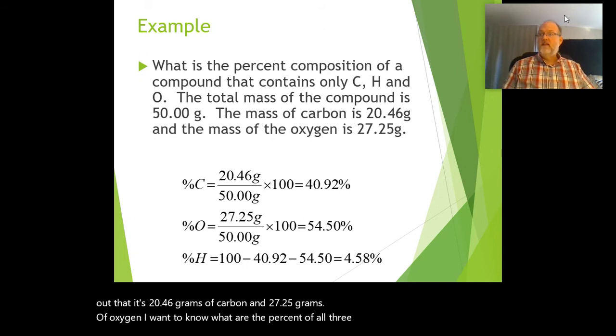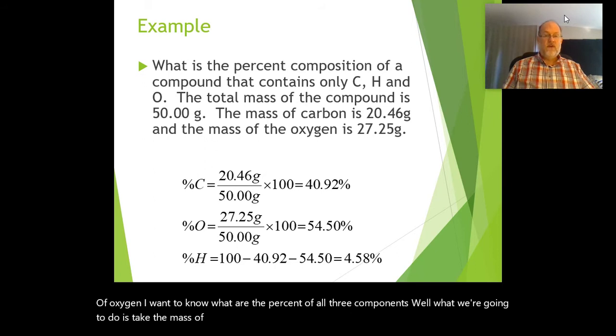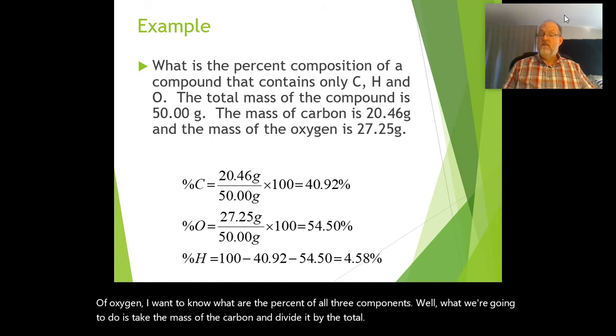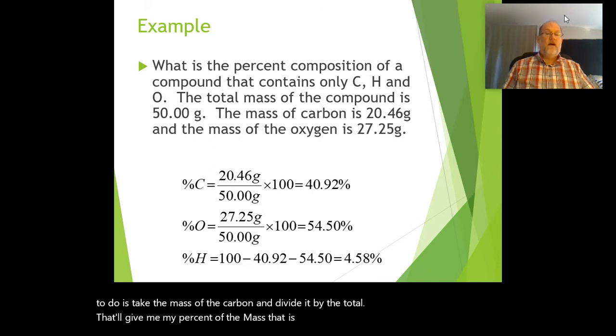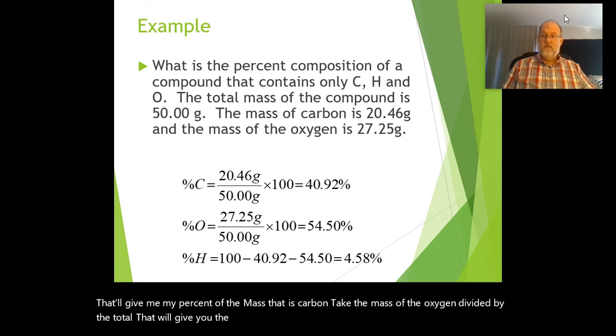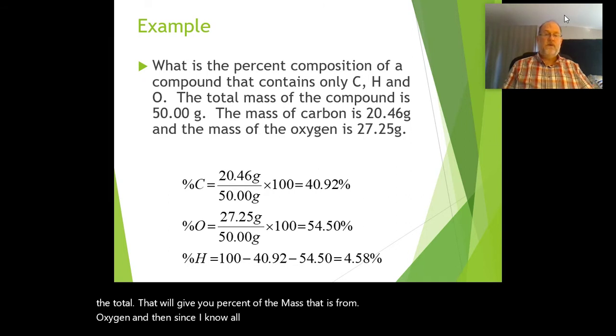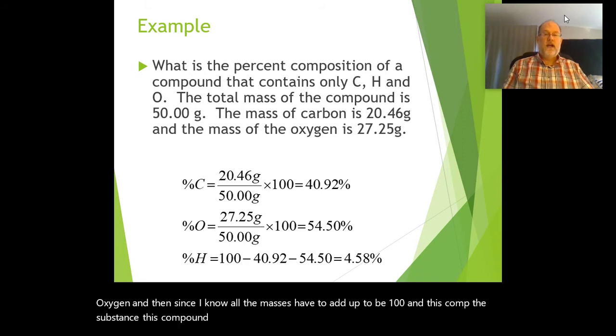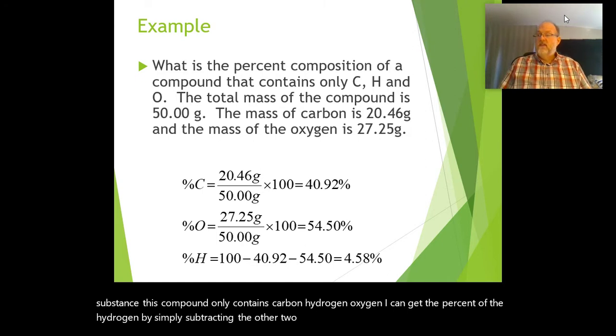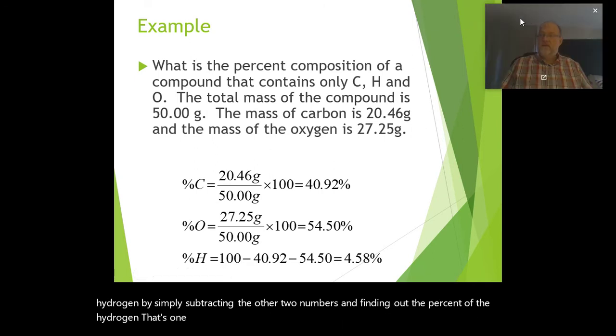What we're going to do is take the mass of the carbon and divide it by the total. That'll give me the percent of the mass that is carbon. Take the mass of the oxygen, divide it by the total. That will give me the percent of the mass that is from oxygen. Since I know all the masses have to add up to be 100, and this compound only contains carbon, hydrogen, and oxygen, I can get the percent of the hydrogen by simply subtracting the other two numbers. That's one way that you can get percent composition.